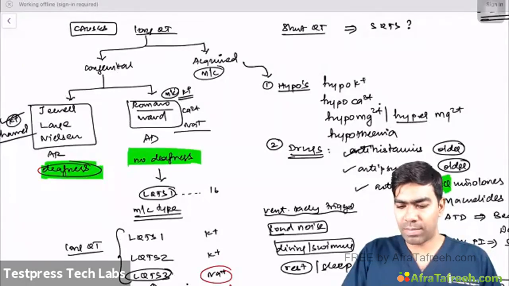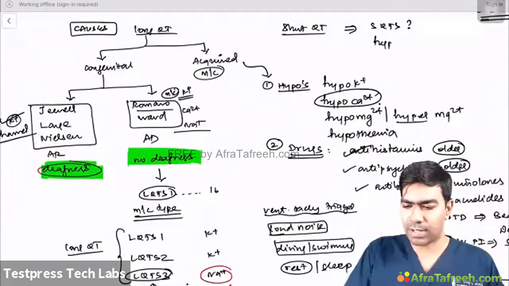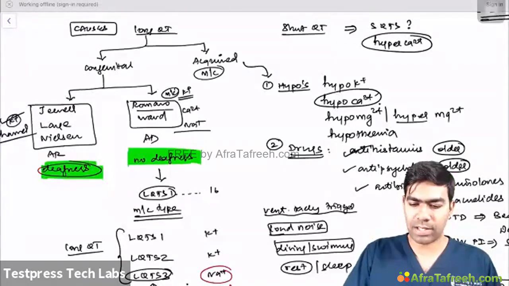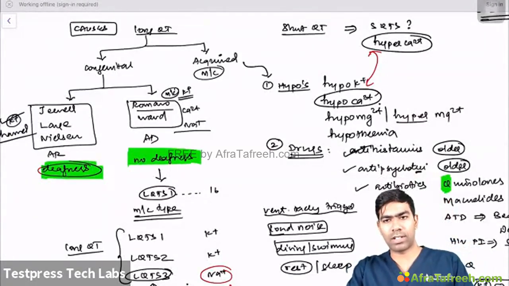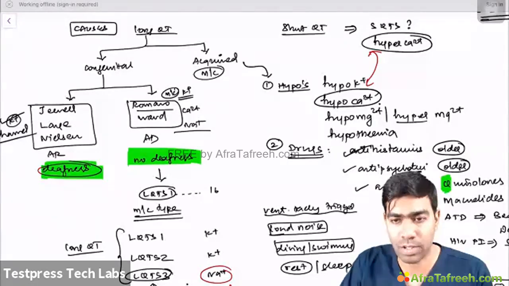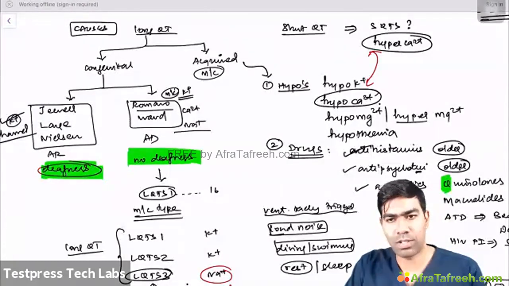And at the same time, hypocalcemia is going to produce long QT, but hypercalcemia is going to produce short QT. This is a very, very important question in exam. Many times they will ask an exception kind of question. All of the following are true with hypocalcemia, except, and they will give short QT, and that's the right answer because it's a wrong statement. Hypocalcemia will cause long QT only. Hypercalcemia will cause short QT only.